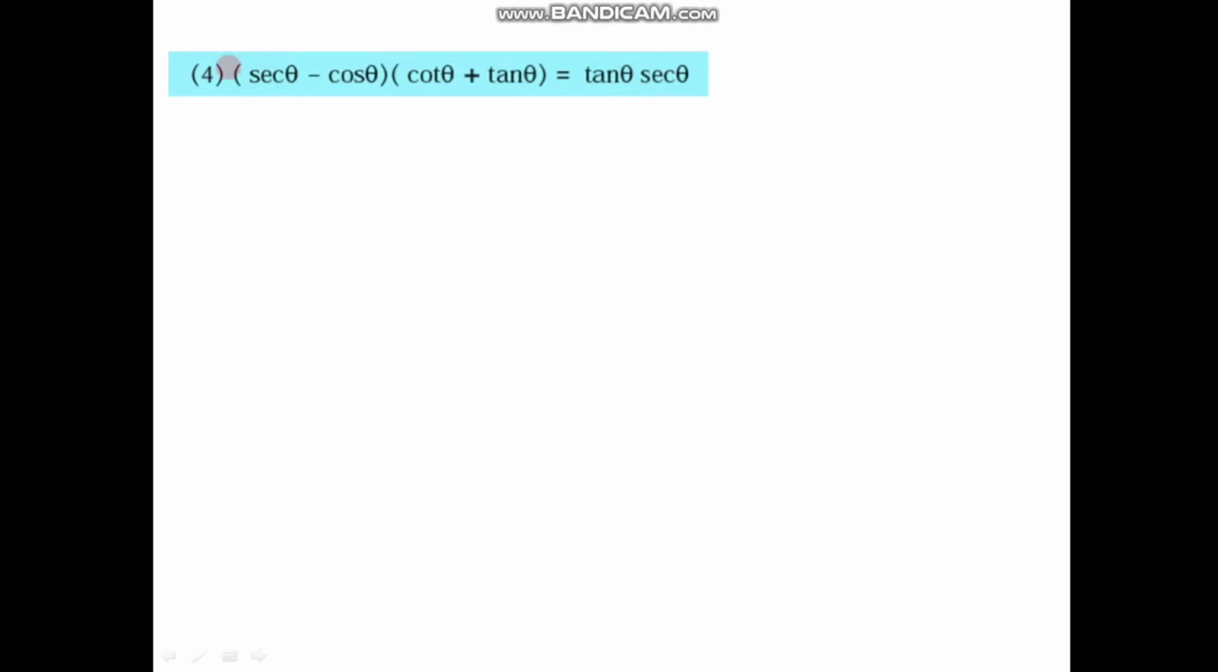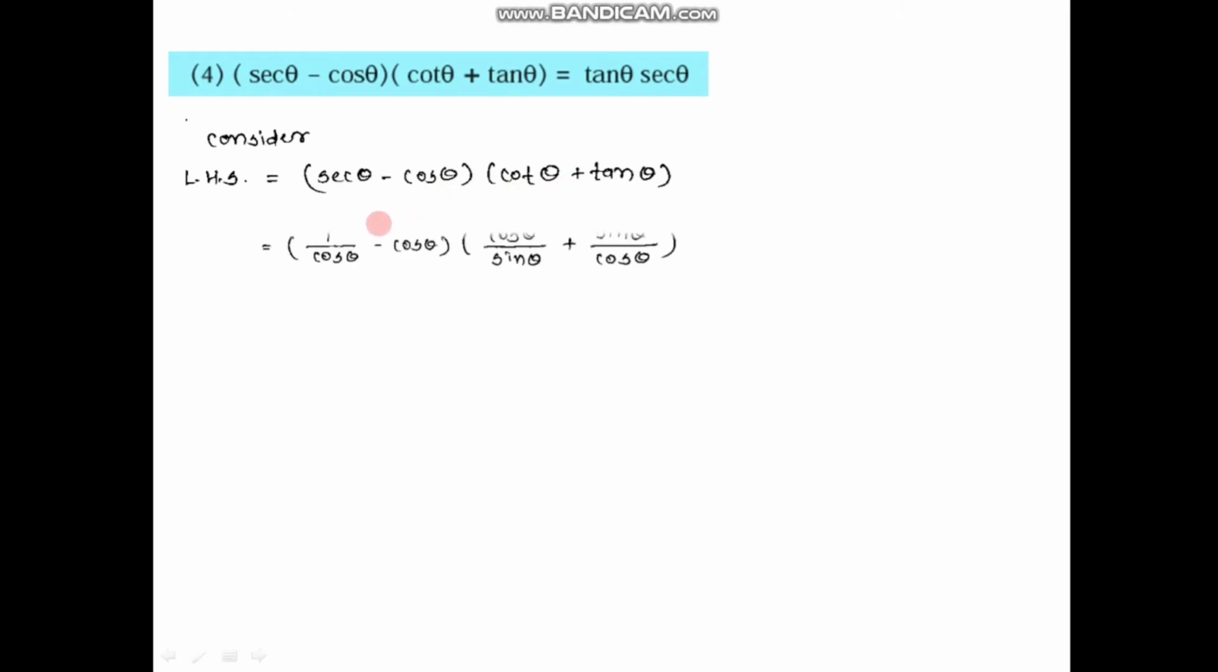Let us consider the next question. Sec theta minus cos theta into another bracket cot theta plus tan theta is equal to tan theta into sec theta. Again consider the LHS, that is sec theta minus cos theta into bracket cot theta plus tan theta. Now instead of sec theta we can write 1 by cos theta, because these two are reciprocals of each other, minus cos theta as it is in the first bracket.